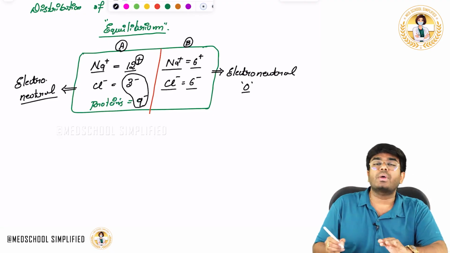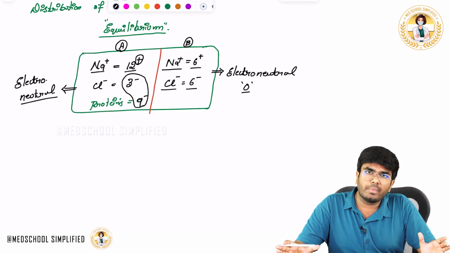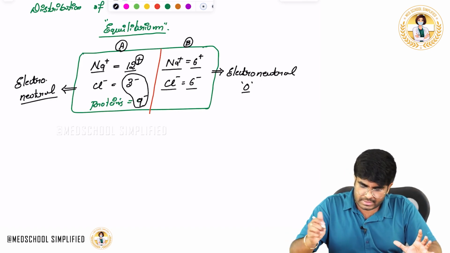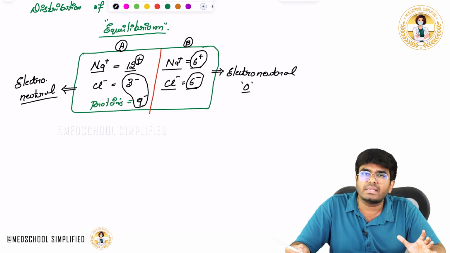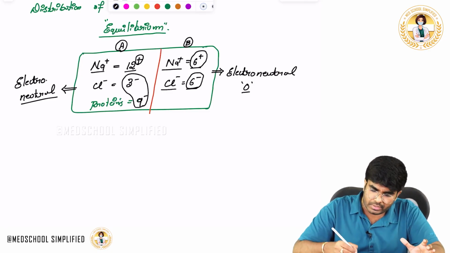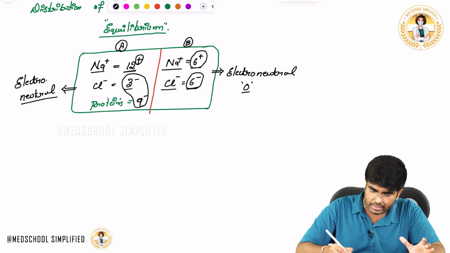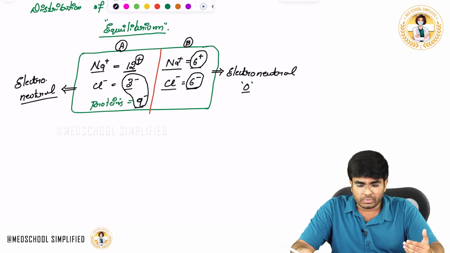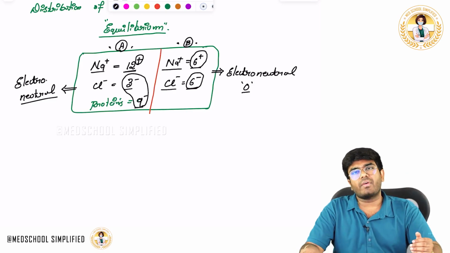So, electrical equilibrium is attained. Compartment A is electrically neutral, and compartment B is also electrically neutral. But look at the number of ions. In compartment B, how many ions are there? 6 plus 6, 12 ions. And within compartment A, 12 plus 3, 15, plus 9, 24. So in one compartment more ions are there, and in the other compartment a smaller number of ions are there.